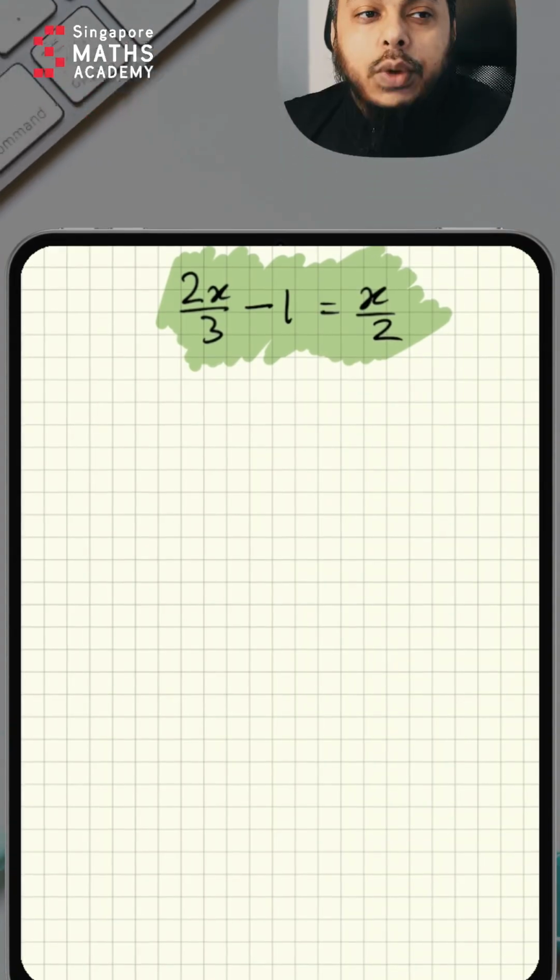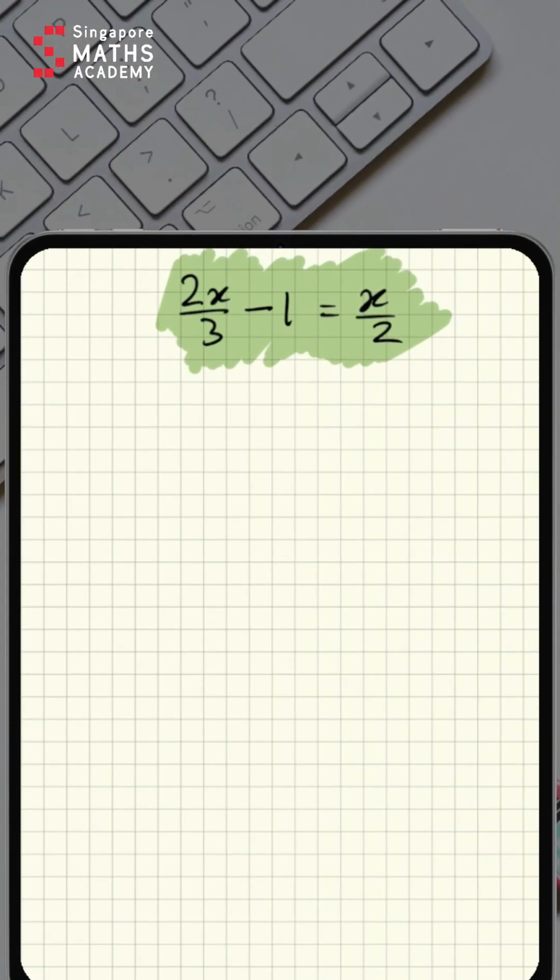Okay, so have a look at the question on the screen. It's 2x over 3 take away 1 equals x over 2. Now, what we kind of say to our students is, well, if you think about what's happening here on the right hand side, then what's happening is we're dividing x by 2. So what does that mean, dividing x by 2? Anytime we divide something by 2, we're halving something.